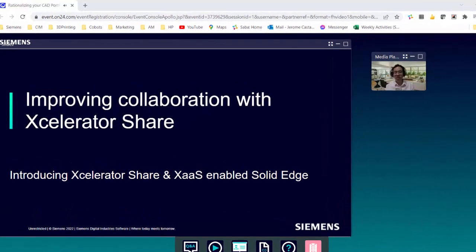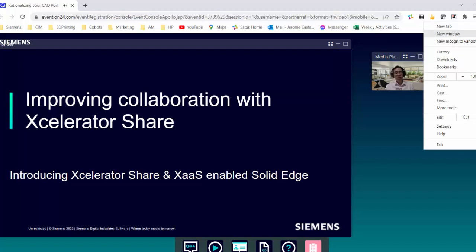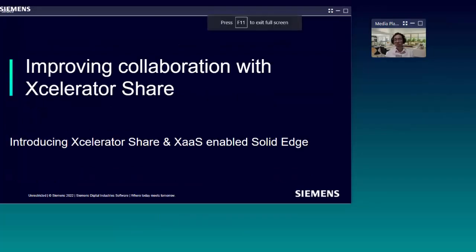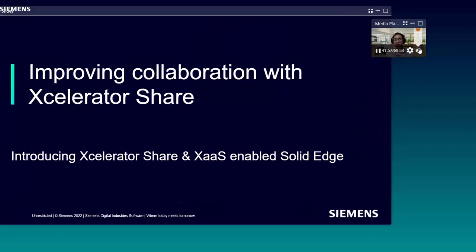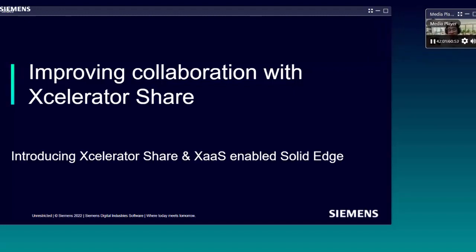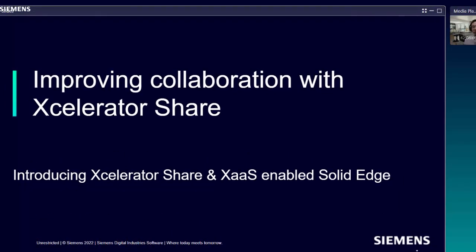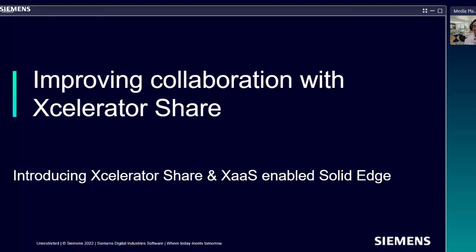My name is Alvin Tan, and I will be covering the topic on improving collaboration with Xcelerator Share. As Siemens Digital Industries Software starts to speed up on the digital transformation journey for our customers, we are also moving to the software as a service, or SaaS, licensing model. This is because we want to help our corporate and manufacturing customers, big and small, to reduce costs and save money over a long period of time in the future.